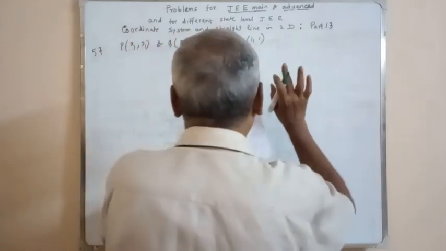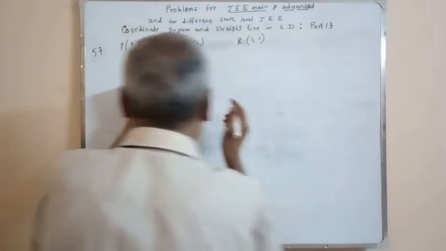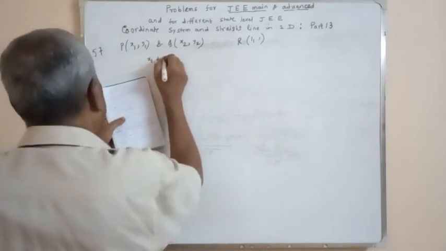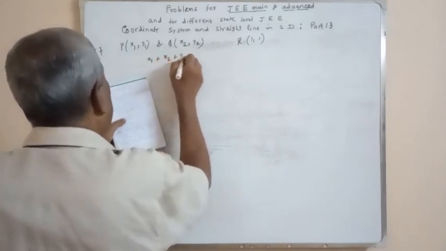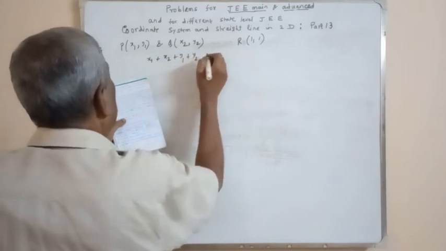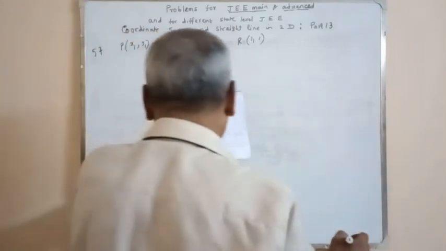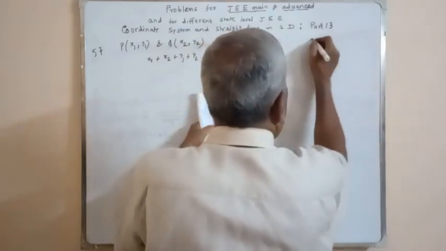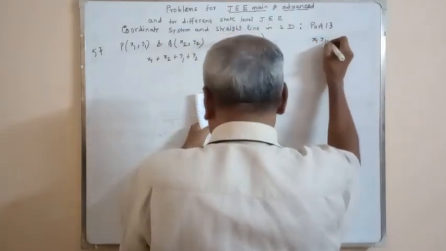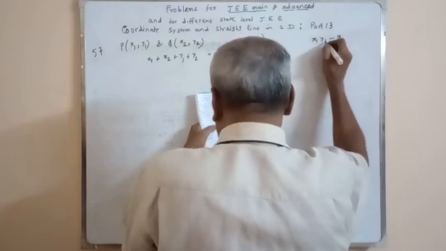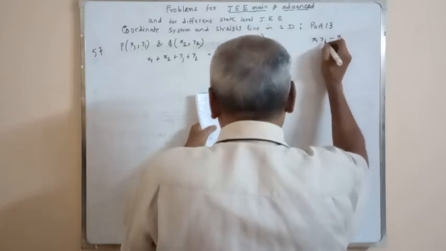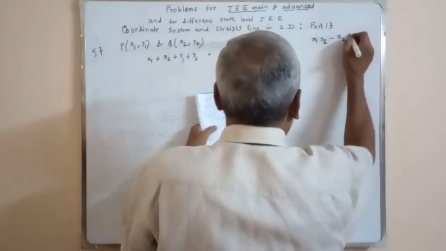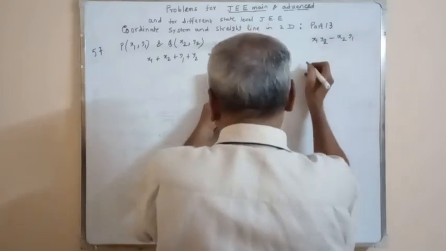Then the value of x1 plus x2 plus y1 plus y2 is how much? First option is x1 y1 minus x1 y2 minus x2 y1.